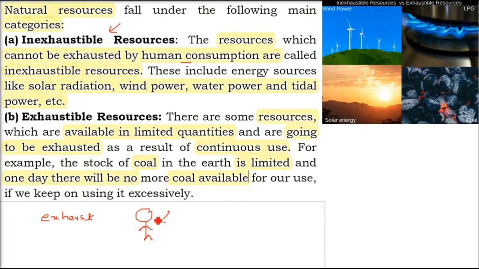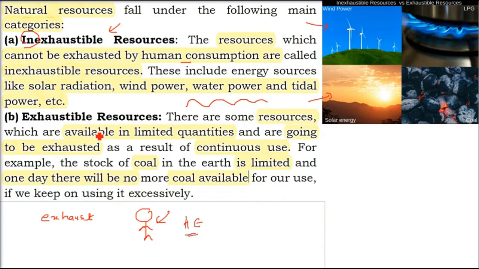Inexhaustible resources, if a human is using them, will never be exhausted. These are inexhaustible. We have solar radiation, wind power, water power, tidal power. All these fall under this category. Tidal means the waves. Waves have power. They have energy.